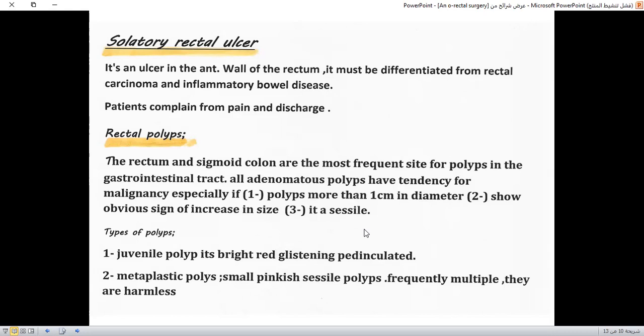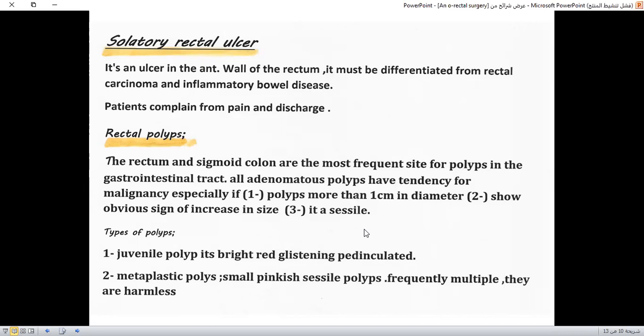And rectal polyps. Rectal polyps are an important subject because some polyps are a pre-malignant condition. The rectum and sigmoid colon are the most frequent site for polyps in the gastrointestinal tract. Adenomatous polyps have a tendency for malignant change, especially if polyps are more than 1 centimeter in diameter.